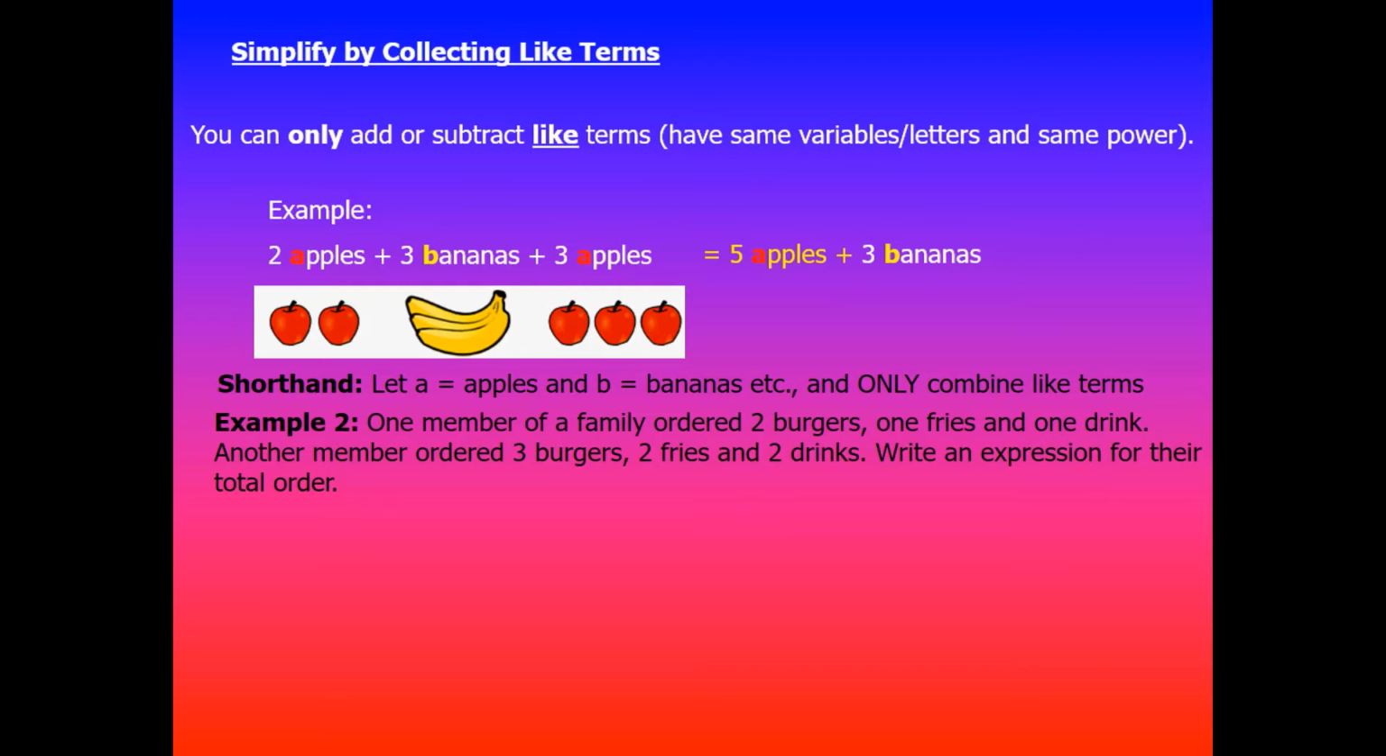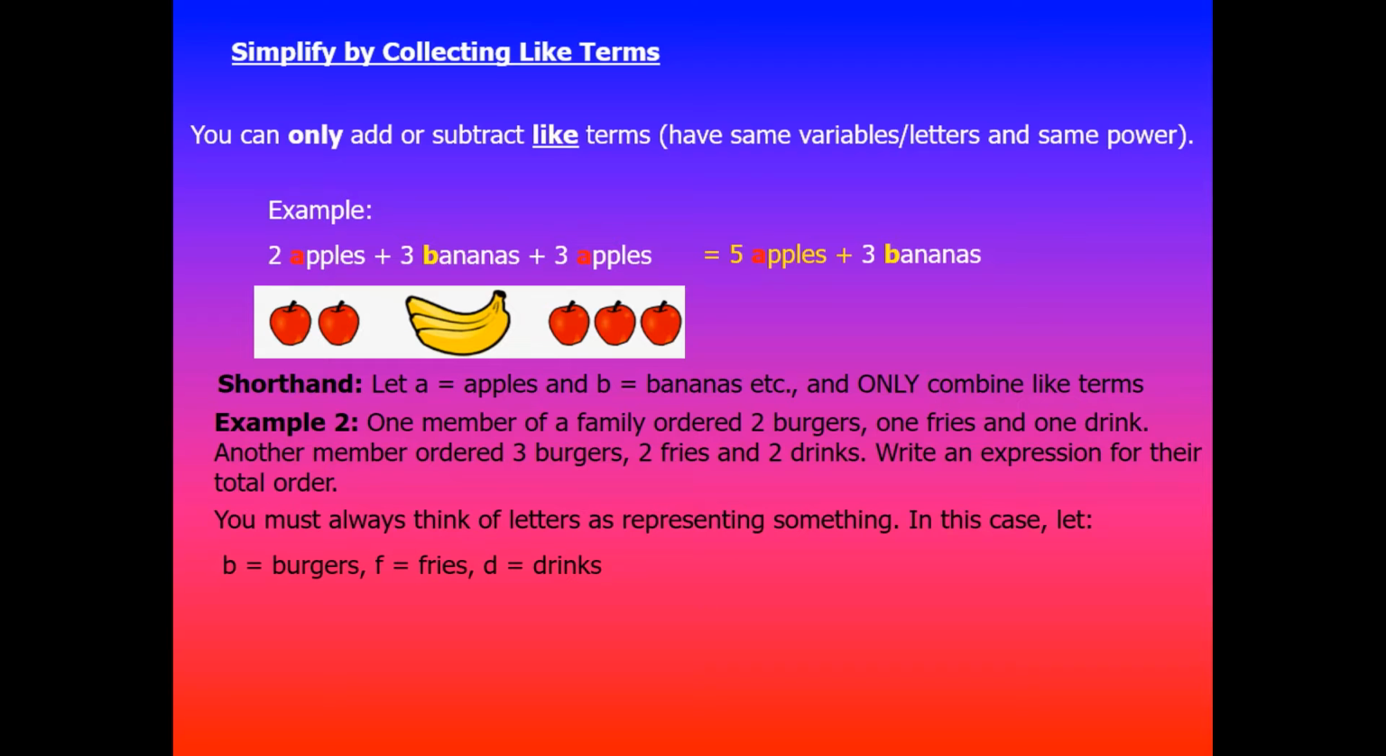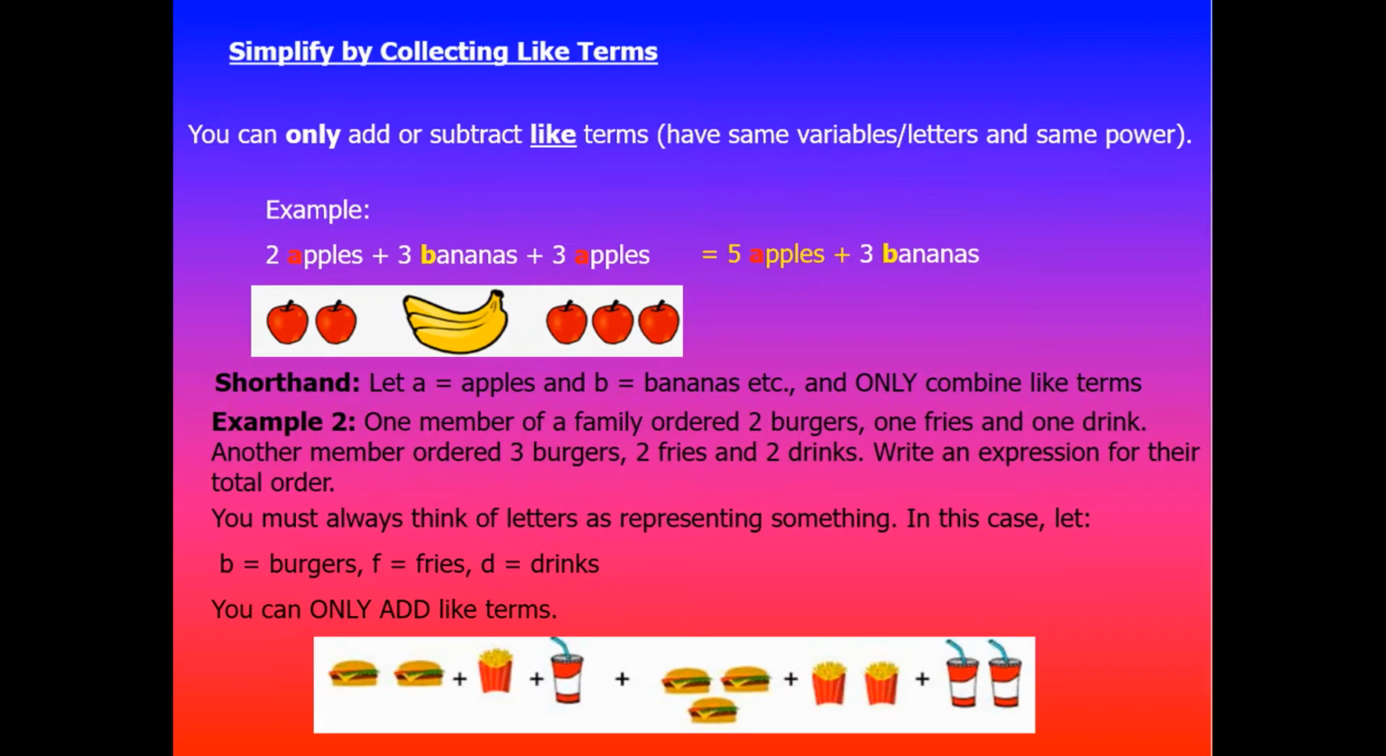One member of a family ordered 2 burgers, 1 fries and 1 drink. Another member ordered 3 burgers, 2 fries and 2 drinks. Write an expression for their total order. So you can always think of letters as representing something. In this case we can let B be burgers, F be fries and D be drinks, and you can only add like terms. So we've got 2 burgers, 1 fries and 1 drink for the first person, and the second one 3 burgers, 2 fries and 2 drinks.